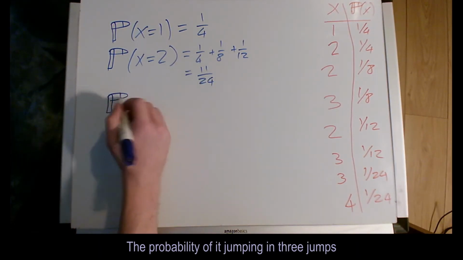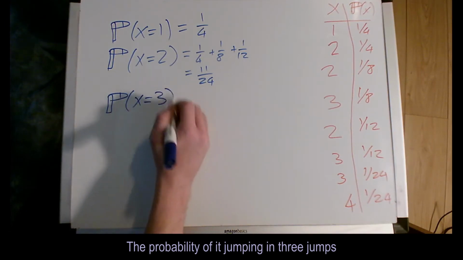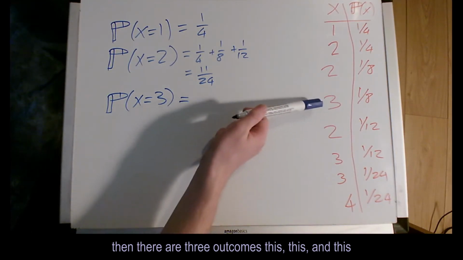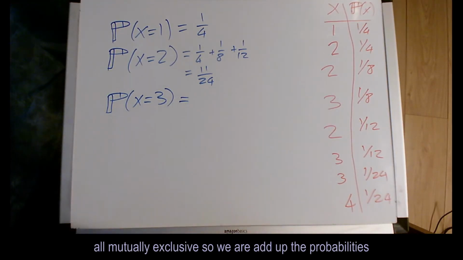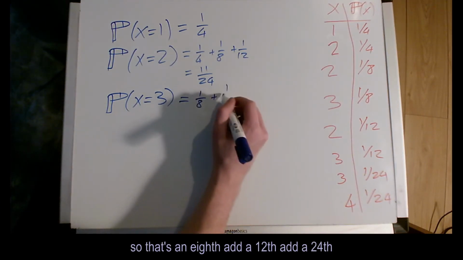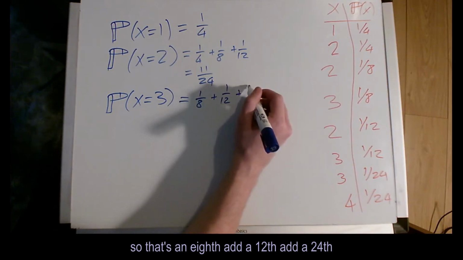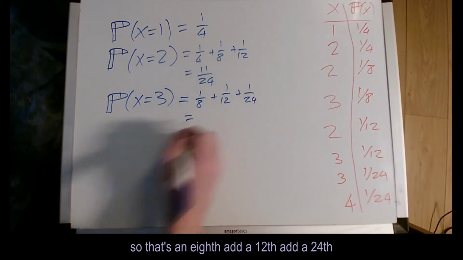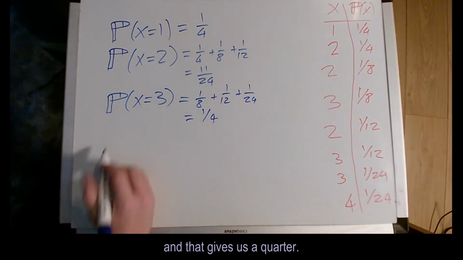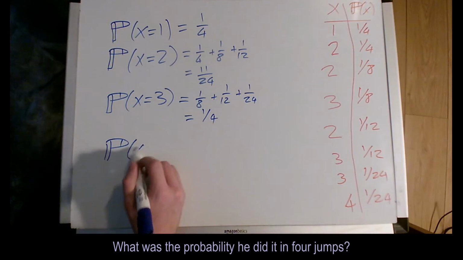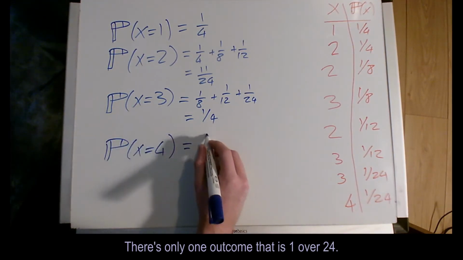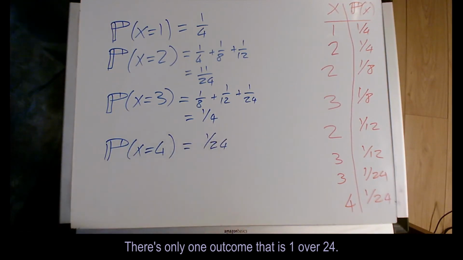The probability of it jumping in 3 jumps, then there are 3 outcomes, this, this and this, all mutually exclusive, so we add up the probabilities. So that's an eighth, add a 12th, add a 24th, and that gives us a quarter. And the probability it did it in 4 jumps, only 1 outcome, that is 1 over 24.